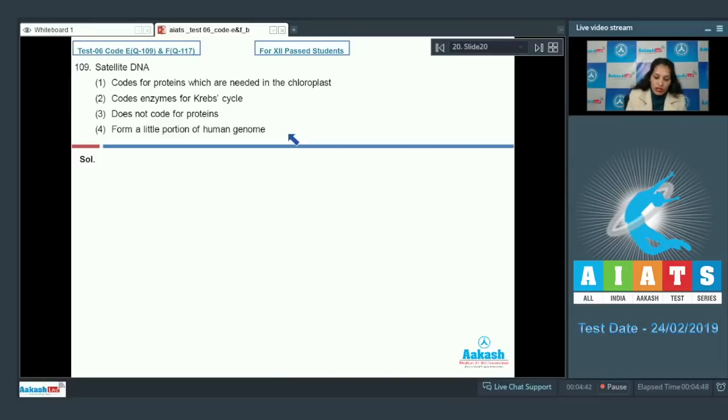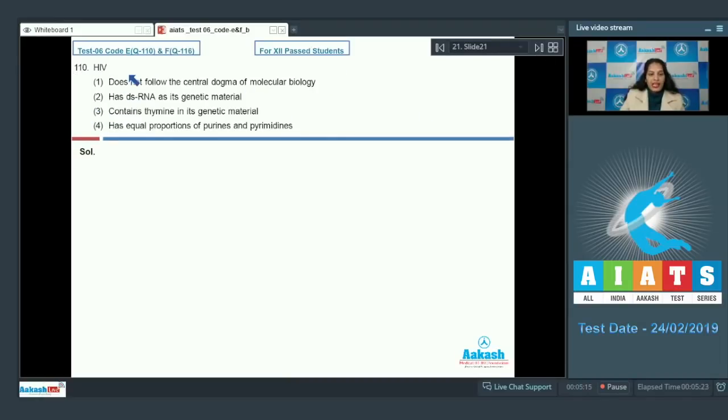So, it codes for proteins which are needed in the chloroplast? No. Codes enzymes for Krebs cycle? No. Krebs cycle is TCA cycle, which helps in breakdown of food during the respiration. So third is does not code for proteins. Correct. Form a little portion of human genome? No. It is the bulky portion of the human genome. It is the major portion. So the correct option for the given question is option number 3. Let's move to the next question.